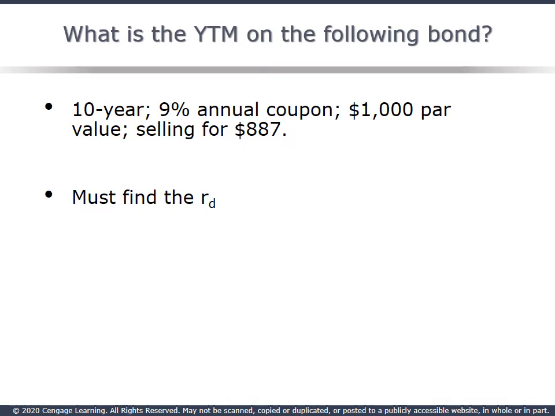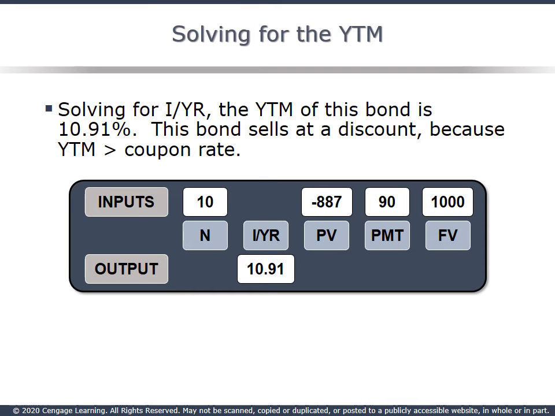So we can use our calculators to find that out. N is 10, 90 is our coupon payment, our future value is the return of the par value, the present value is that current price, $887, which we will enter in as we will change its sign, and we will solve for I/Y, the yield to maturity.